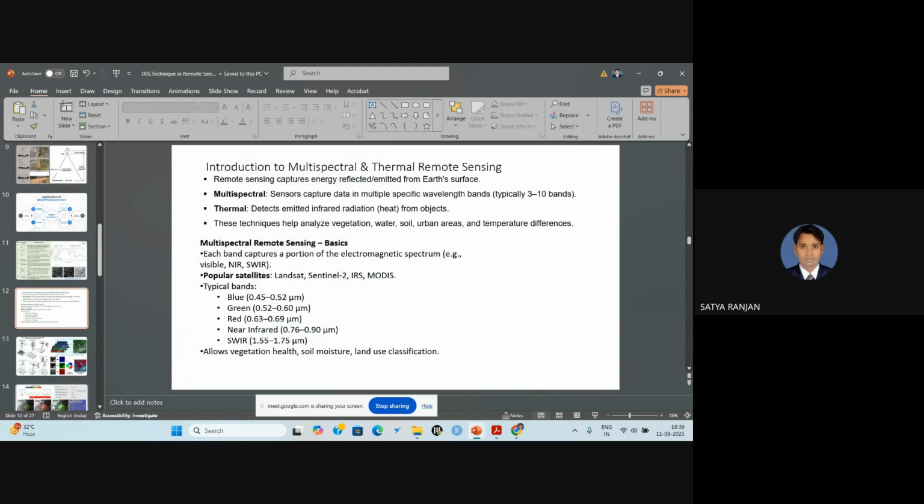Then multispectral and thermal remote sensing. So this is all the multispectral. Thermal remote sensing is generally related to heat, the heat information that is emitted from the Earth's surface.